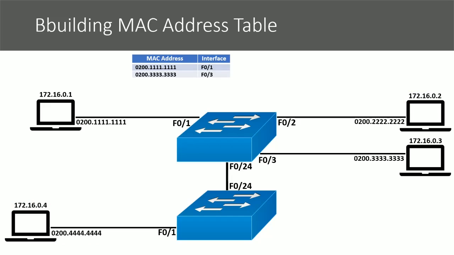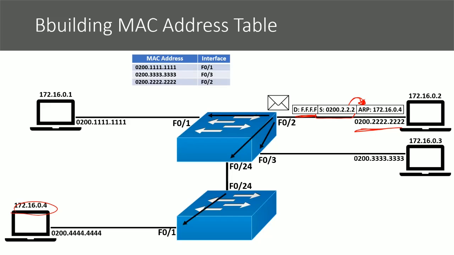So it will start by building this Ethernet frame, and in this frame the destination MAC address is broadcast, because it has no idea what is the unicast MAC address for this IP address. The source MAC address is the MAC address for this device, and in the ARP message it says what is the MAC address for 172.16.0.4.